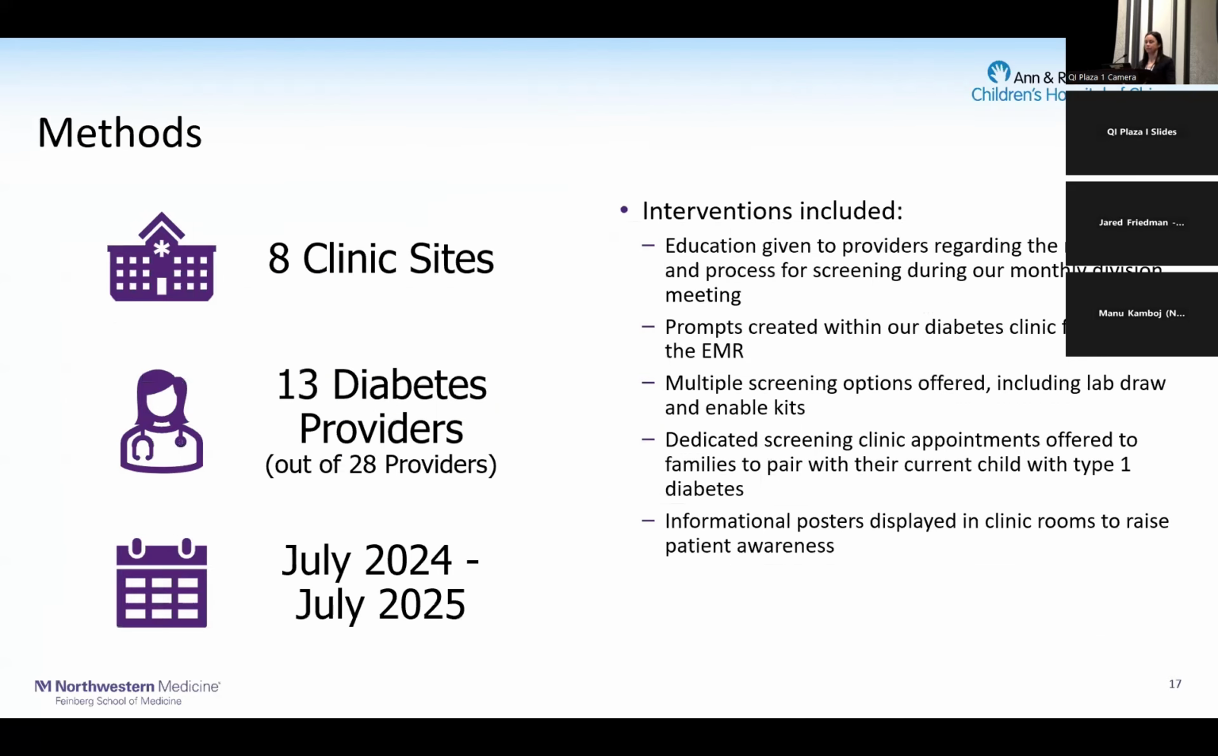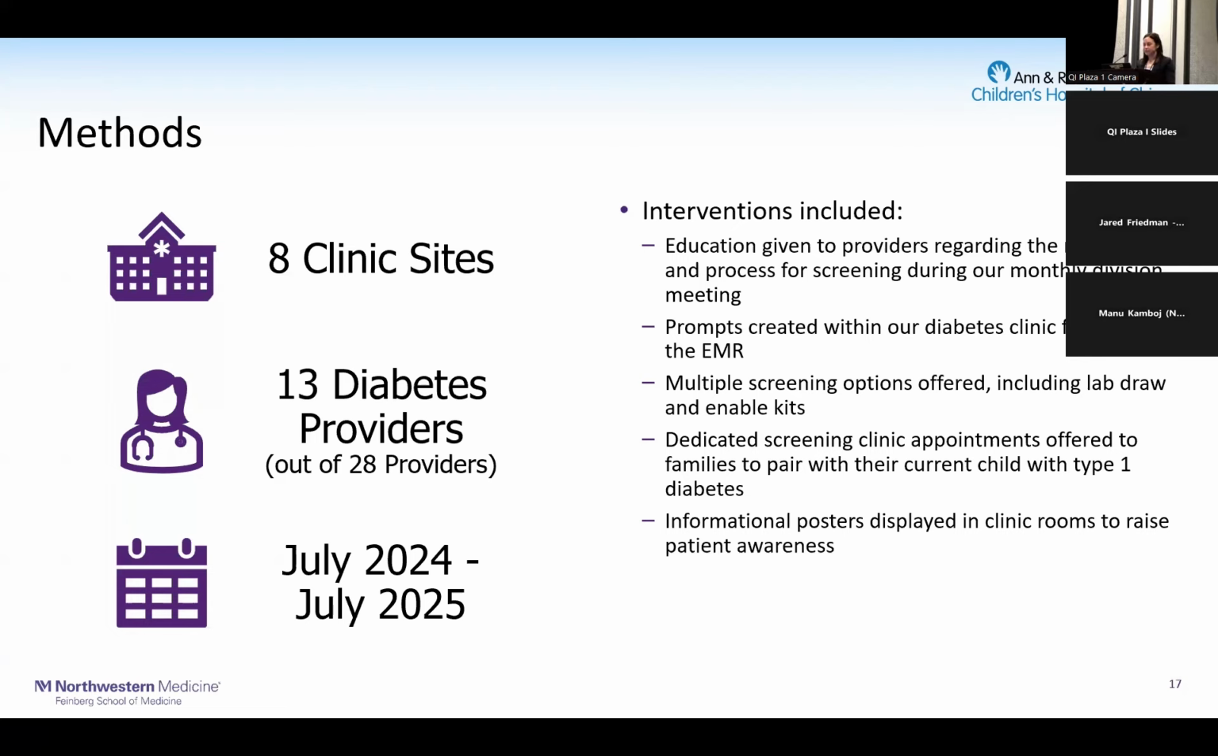So here's our background of our institution. We have 8 clinical satellite sites, and typically at each of those sites, we have 1 to 2 providers. So it's not like we have a comprehensive 5 providers at each site. We have a total of only 13 diabetes providers out of 28 providers total. And the time frame was from July 2024 to July 2025.